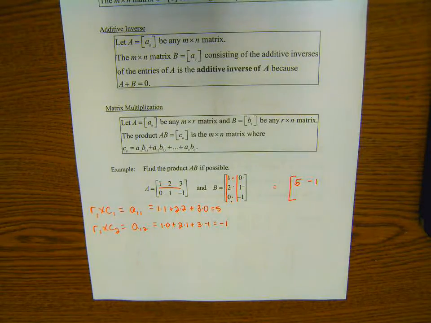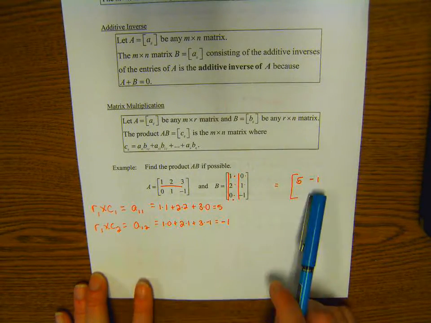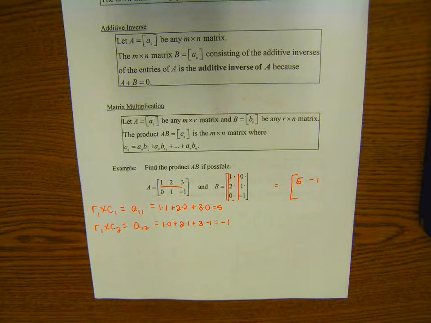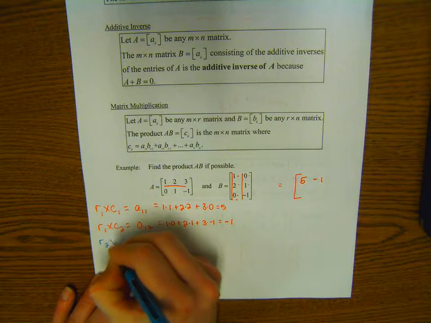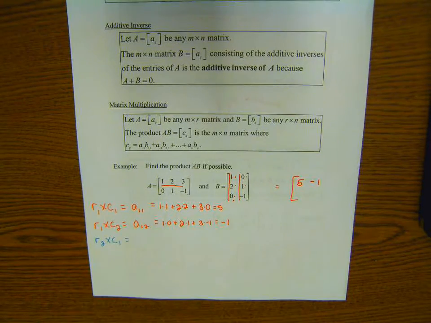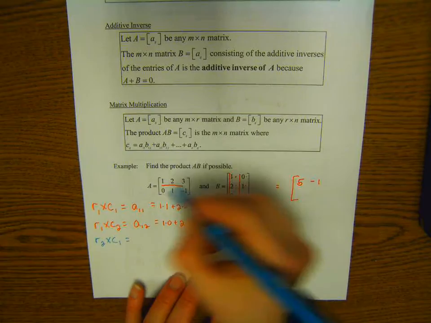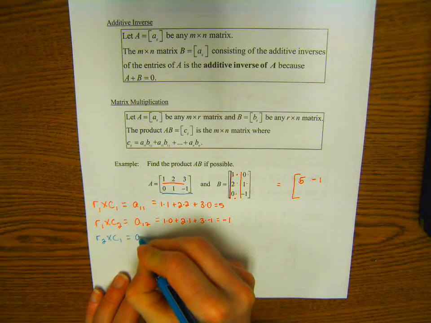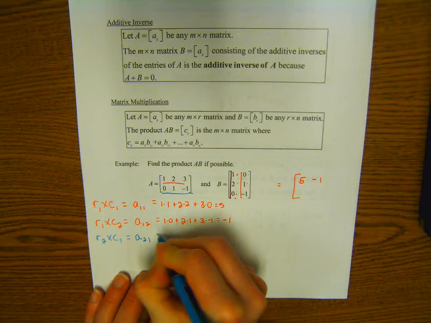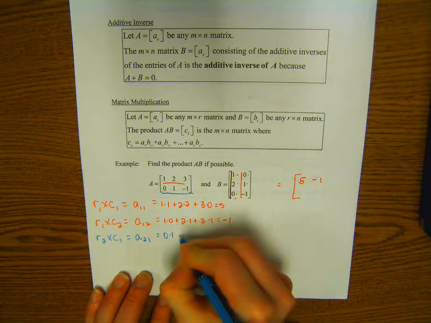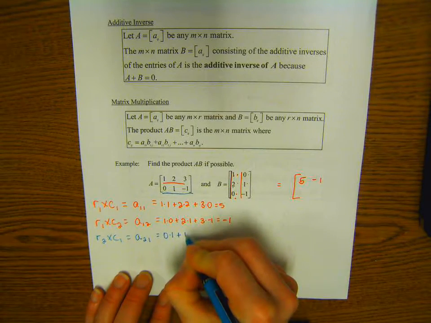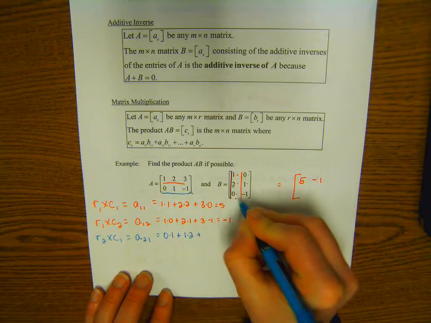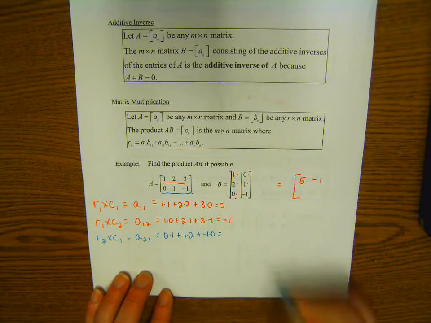Yeah. So now do you see how I did row 1 by each thing and I'm done with row 1? Now I move on to row 2. So row 2 times column 1. Okay. Are you remembering that? Kind of. It's going to be the element in row 2, column 1. All right. So we have 0 times 1 plus 1 times 2 plus negative 1 times 0. And that gives me 2.